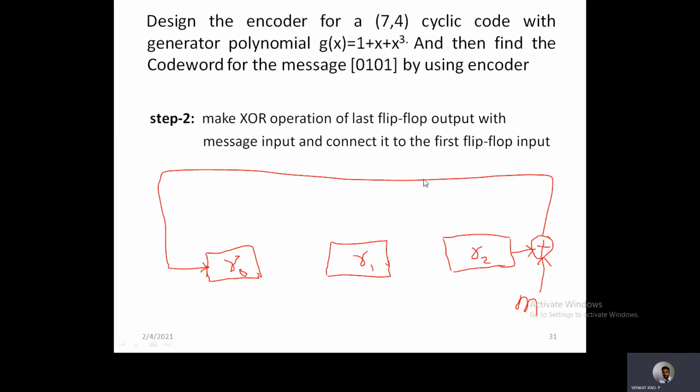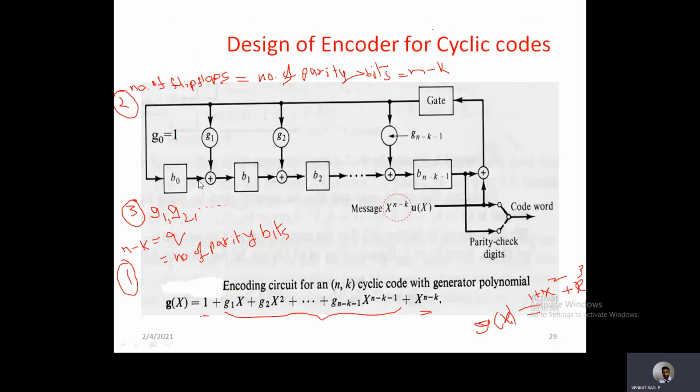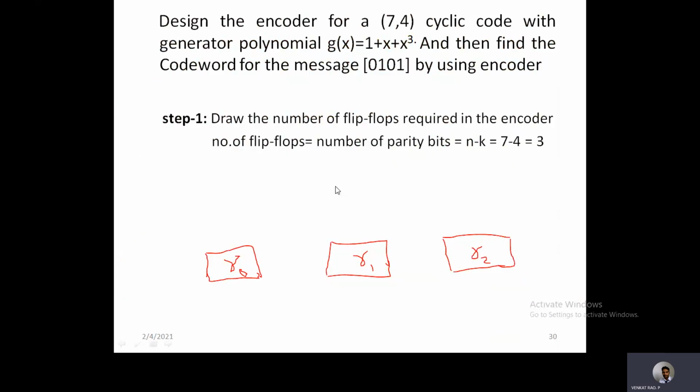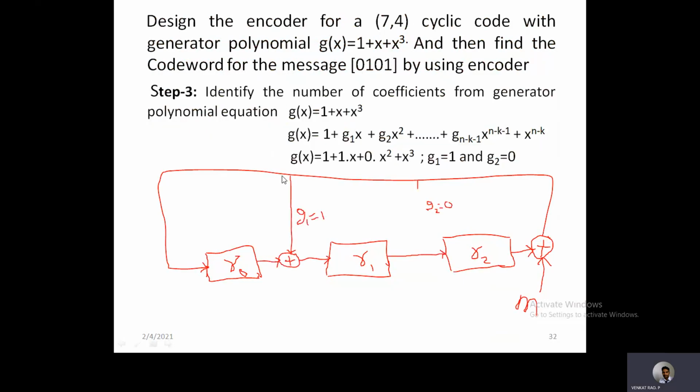How to connect the feedback connections with XOR operation, right? Like this, how to make feedback connections here. So this is the first step, identifying the number of flip-flops, and the second step is to make an XOR operation of the last flip-flop and connect it to the first flip-flop, and the third step is connecting these feedback connections.